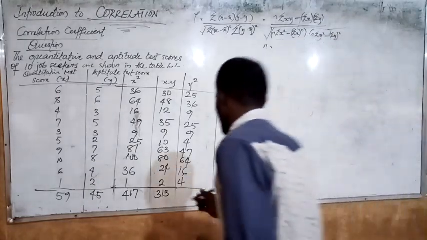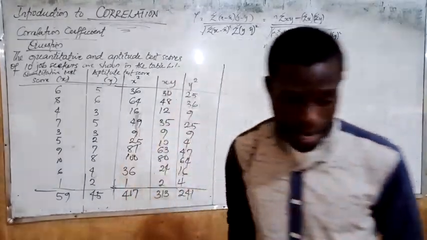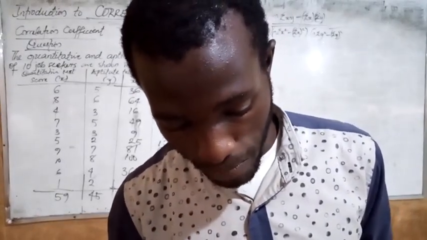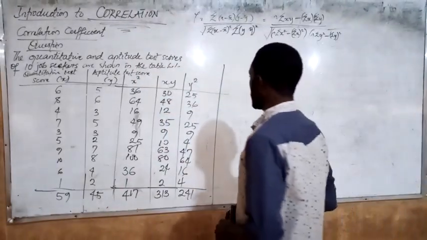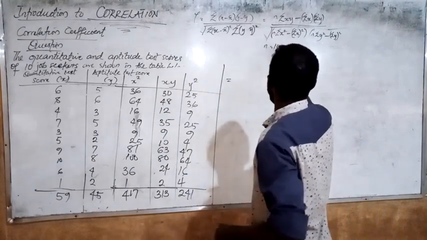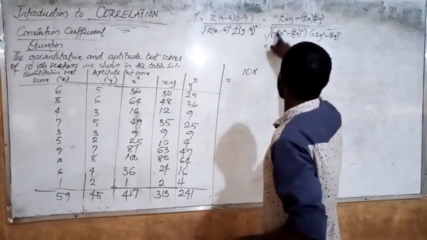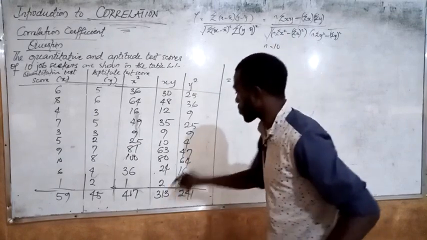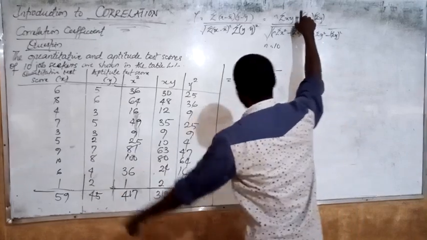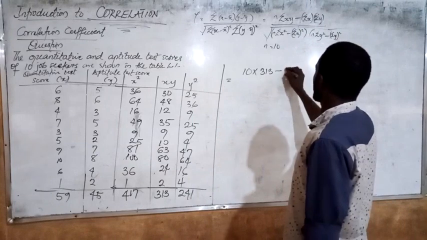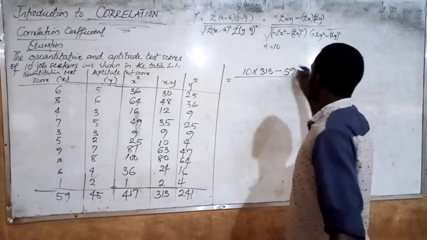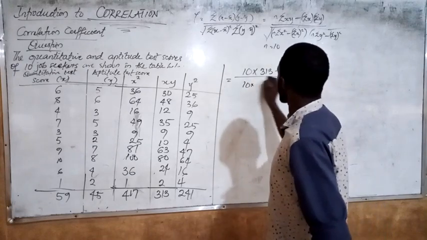So I obtained 241 for my sum of the y squared, 241, okay? Then I have gotten all that I need. All I need to do is slot in my values inside the equation. N is 10, so we have 10 times summation of xy. The summation of xy was 313, minus the summation of x, that is 59, times the summation of y, which is 45, all over n again, times the square root now.